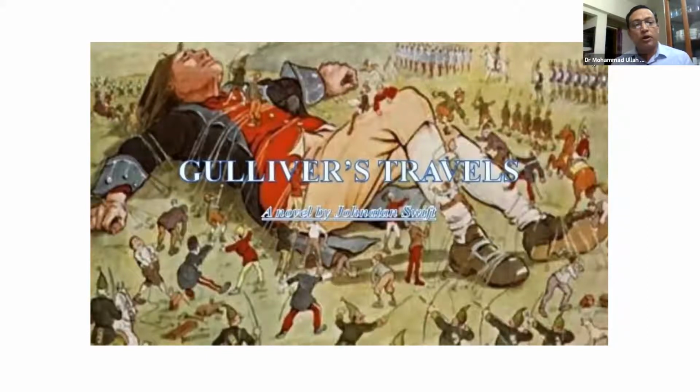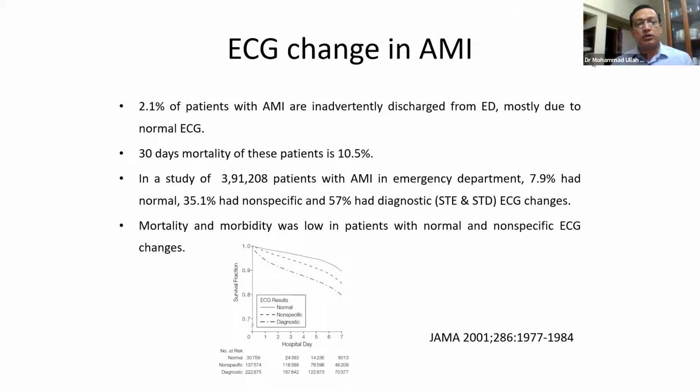In 2.1% of the patients with AMI are inadvertently discharged from the emergency department, mostly due to a normal ECG. And the 30 day mortality of these patients is around 10.5%. This is very high.